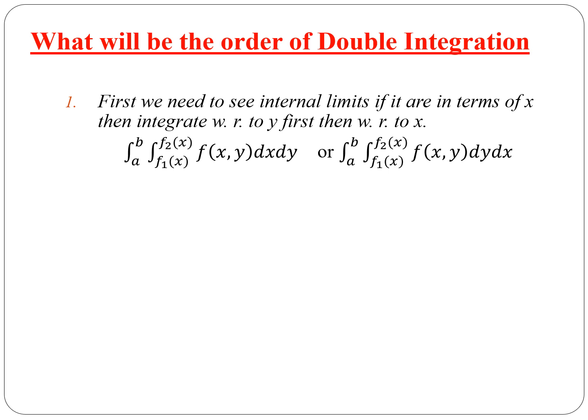Now here we have to first check the internal limits. If internal limits are in terms of x, that is f1(x) and f2(x), then it is the limit for y. So we have to integrate first with respect to y. Again I repeat, if internal limits are f1(x) and f2(x), then it is the limit for y. So we integrate first with respect to y and then with respect to x, and then the x limit will be a to b.